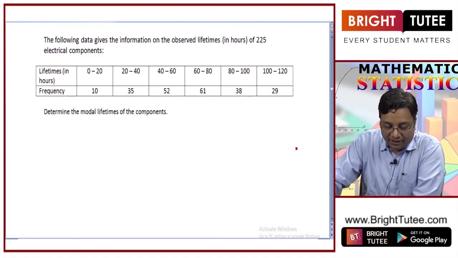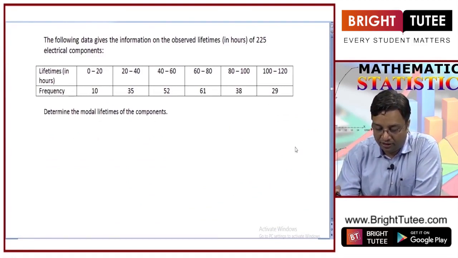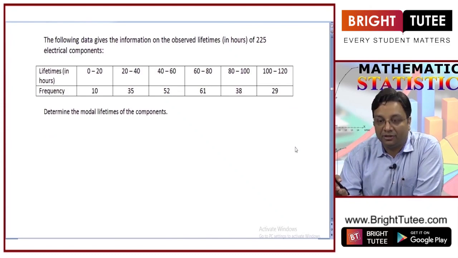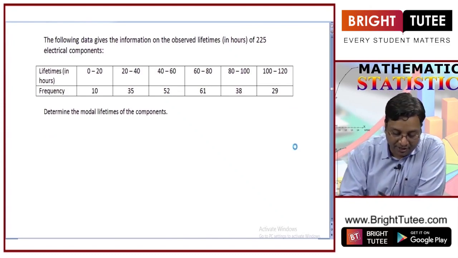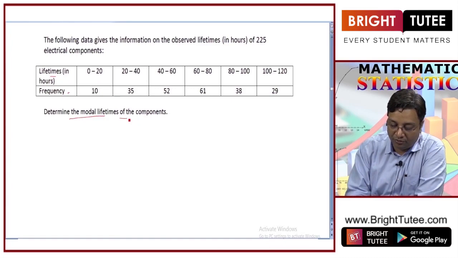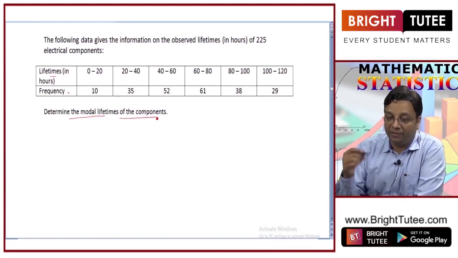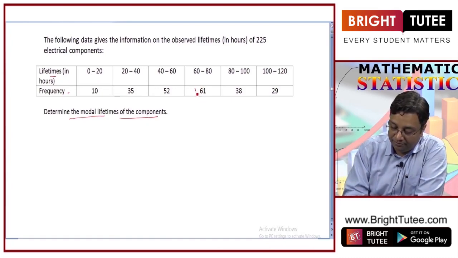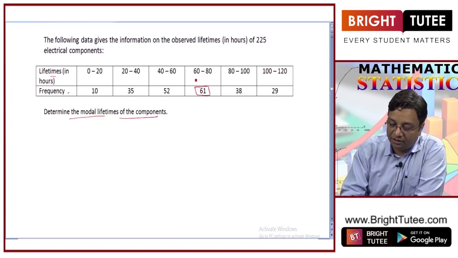Now, the following data gives the information on the observed lifetimes in hours of 225 electrical components. So, this is the lifetimes in hours and this is the frequency. So, determine the modal lifetimes of the components. Let us look at the maximum frequency here, 61. So, this is the modal class.